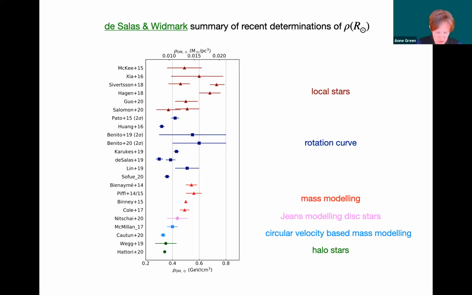And then I guess the other single takeaway lesson here is that these things tend to be lying a little bit above the standard 0.3 GeV per cubic centimeter. So maybe that's a little bit low, but I don't think the community has yet reached a consensus on exactly what the correct value is. So for now, at least, the experimentalists sticking with 0.3 seems sensible to me.